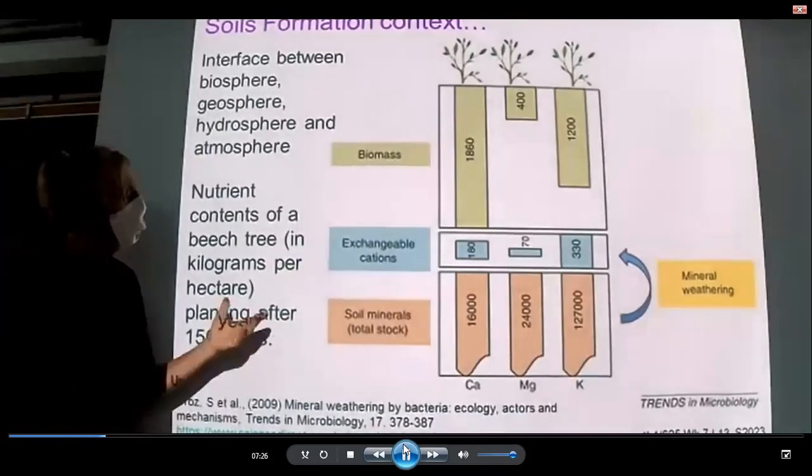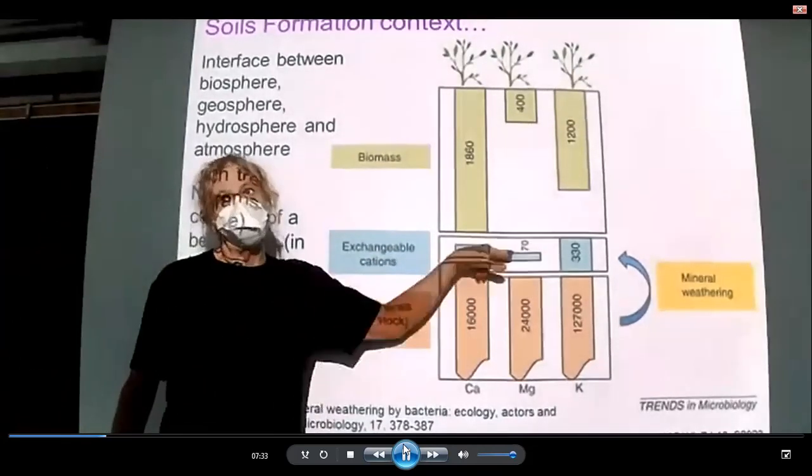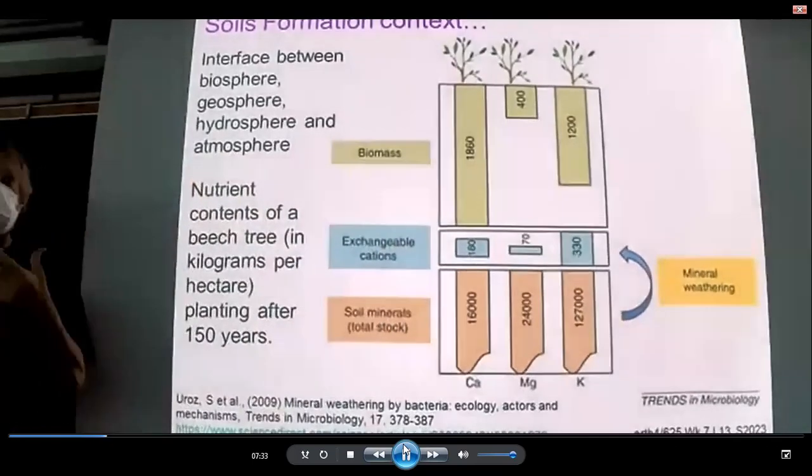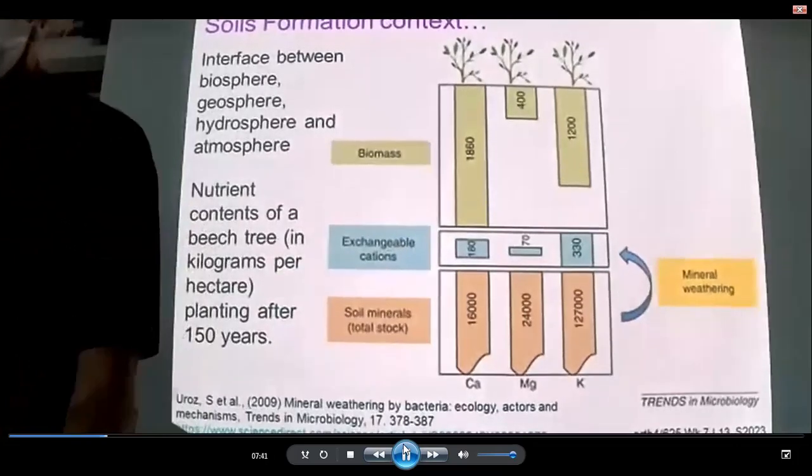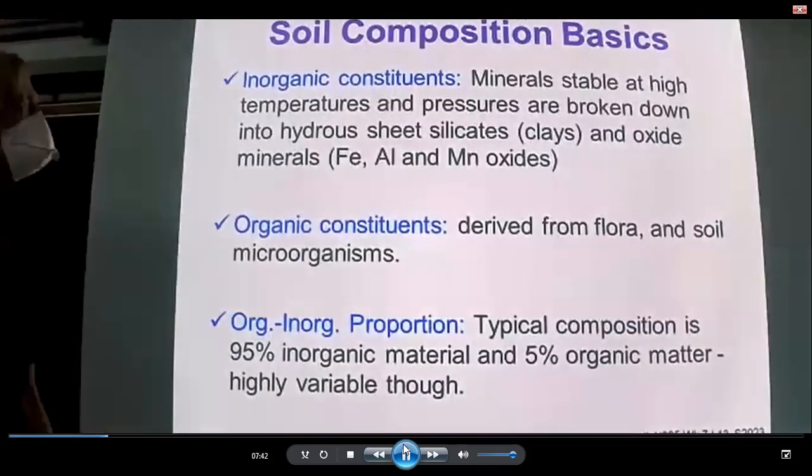I'll also note that this histogram is for a relatively well-developed soil in an area where a tree was planted, or a series of trees, 150 years prior.